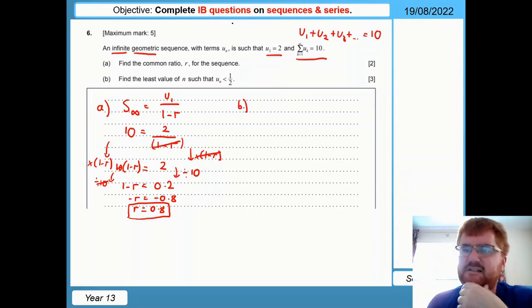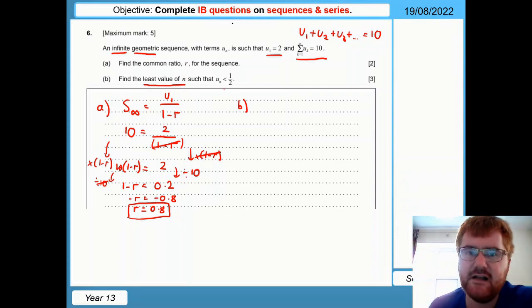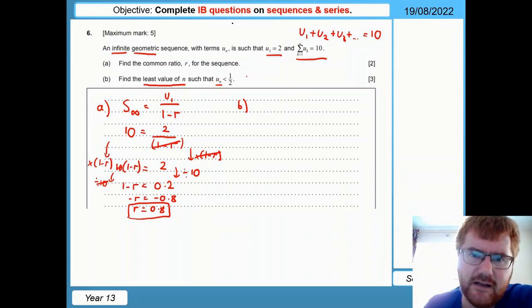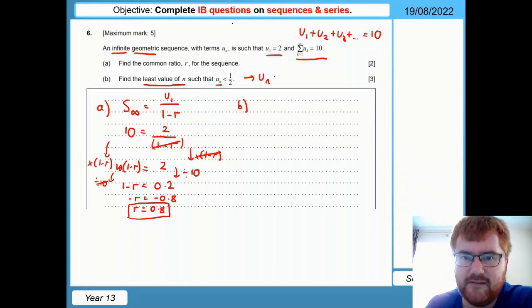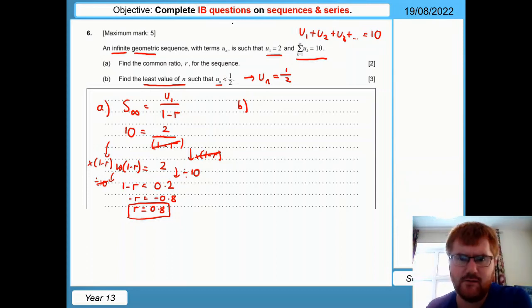Now B, again, is the usual twist they do on these kind of questions. Find the least value of n, so that's going to be important a bit later on, such that the nth term of the sequence, that's what un stands for, is less than a half. Whenever I get these kind of inequality questions, the way I generally approach this is I'm looking for the critical value, i.e. when un is equal to a half, and then work with the inequality later on. I do this for a lot of inequality questions.